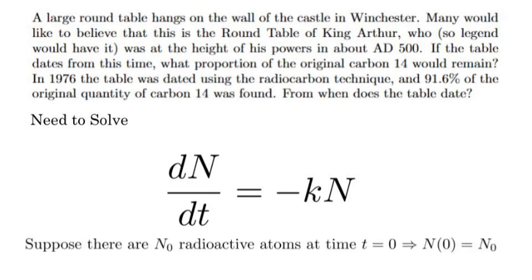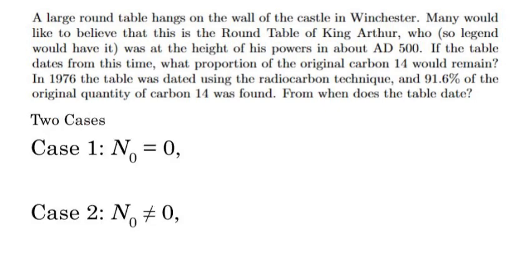To achieve a particular solution, we are going to suppose that there are n naught radioactive atoms at time equals 0, meaning that N(0) is equal to n naught, providing us an initial condition. There are two cases we have to consider when solving our differential equation. The first is when n naught is equal to 0. The second is when n naught is not equal to 0.